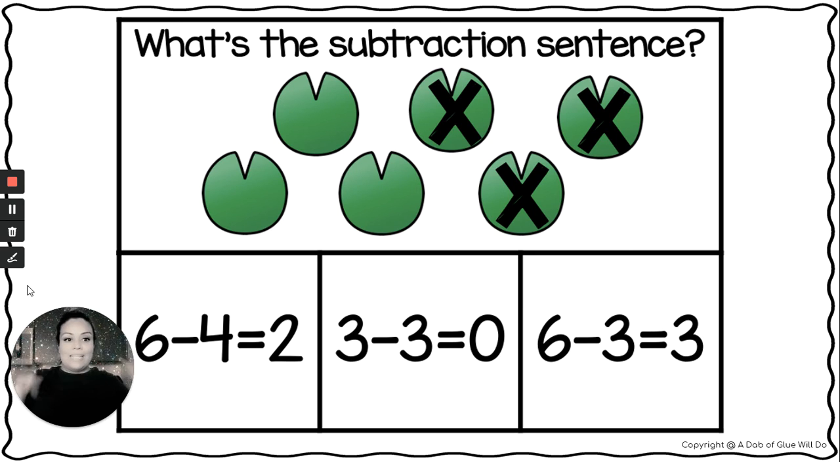You can also use your hands to make sure. We have 6, and let's take away 3. Oops, we have 6. Take away 3. 1, 2, 3. How many are left? Yes, 3. 6 minus 3 equals 3.